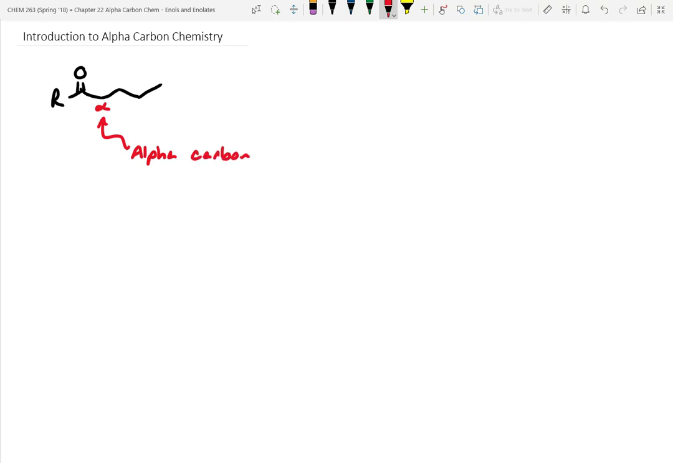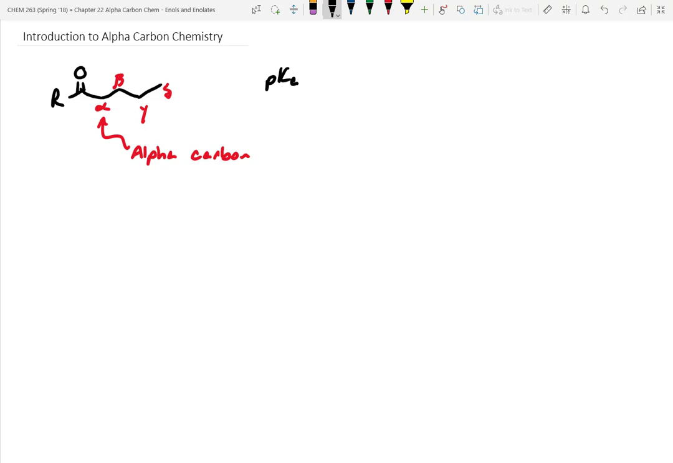What do you think the next one is, one further out? Beta, gamma, and then delta. Typically, when we're looking at reactive species, we're looking at the alpha carbon. Does anybody know why? What's unique about alpha protons in particular? They're resonance stabilized, right? If you pluck one of those protons off, you have a resonance stabilized conjugate base. That's not true of beta, gamma, or delta protons. So this makes them really unique.